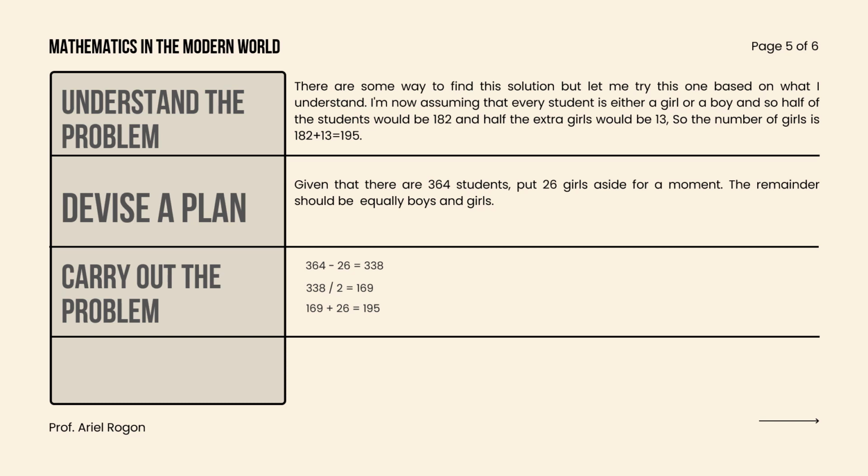Now let's take the 169, which is how many girls we have, not including the ones we set aside a moment ago. That will be the 26 girls. And we add back the 26 girls, so it will be equal to 195. So that will be the count of the girls we have. We quickly check that 169 plus 195 is equal to 364, where we started.